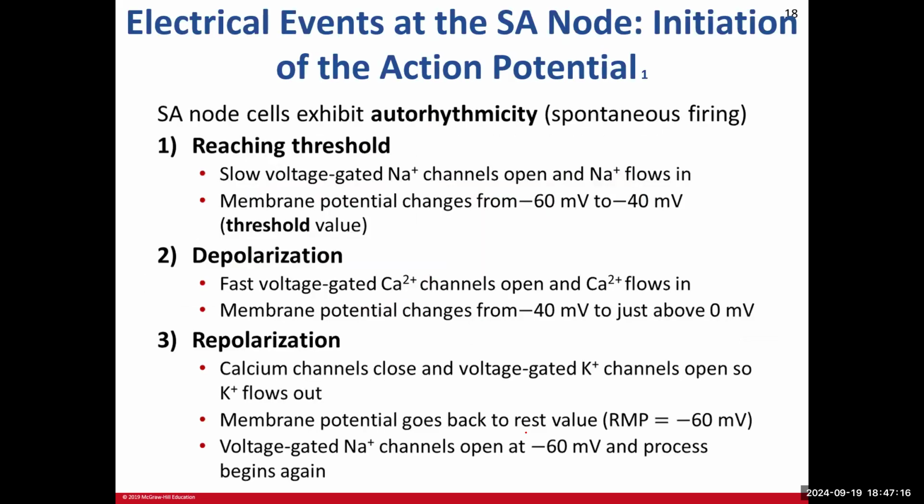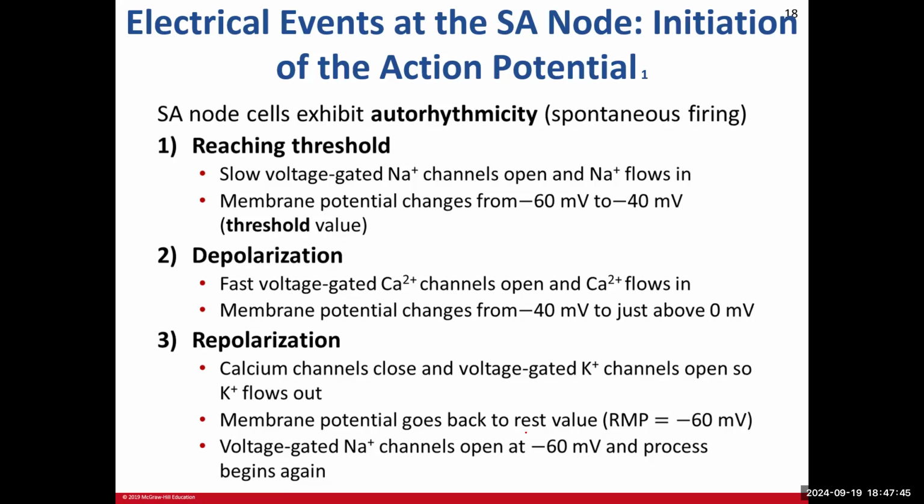So let's start off. I'm going to tell you a story. I even have it in here in 3 parts. The first thing you see way at the top is that SA node cells exhibit autorhythmicity. Spontaneous firing. They're just going to keep depolarizing, and they're going to go through these processes: we have our threshold, depolarization followed by repolarization, then rinse and repeat.